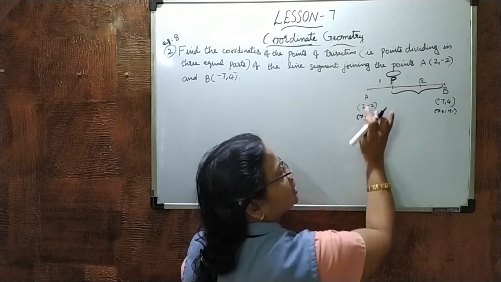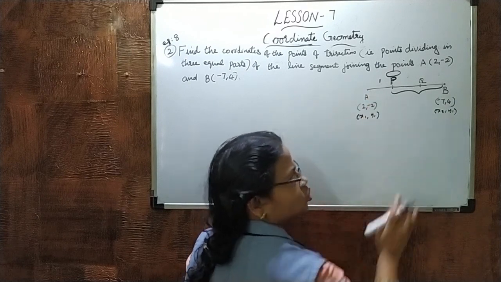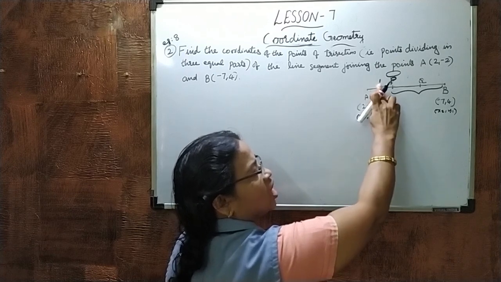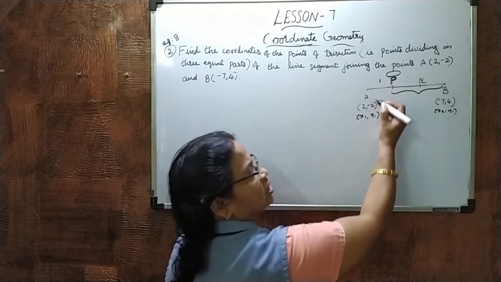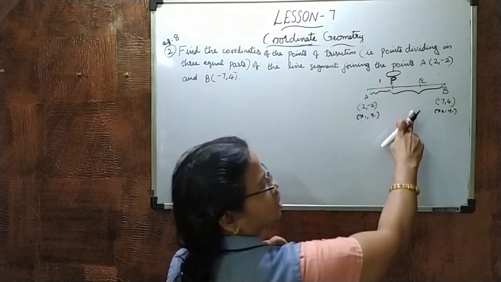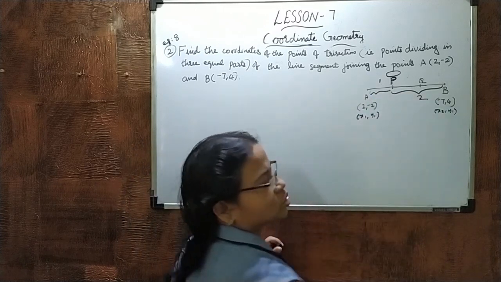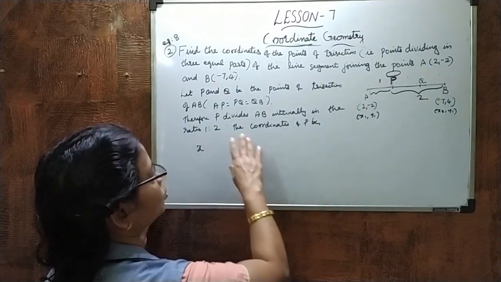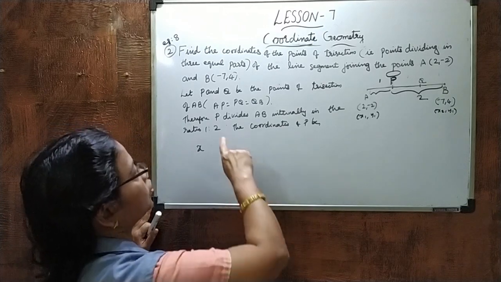Here look, A is (x1, y1), here it is (x2, y2). So the ratios are 1 is to 2. Here this one section, the ratio is 1 and here the ratio is 2. So it will be 1 is to 2. Okay, so again the notes should be like this. You have to write like this.